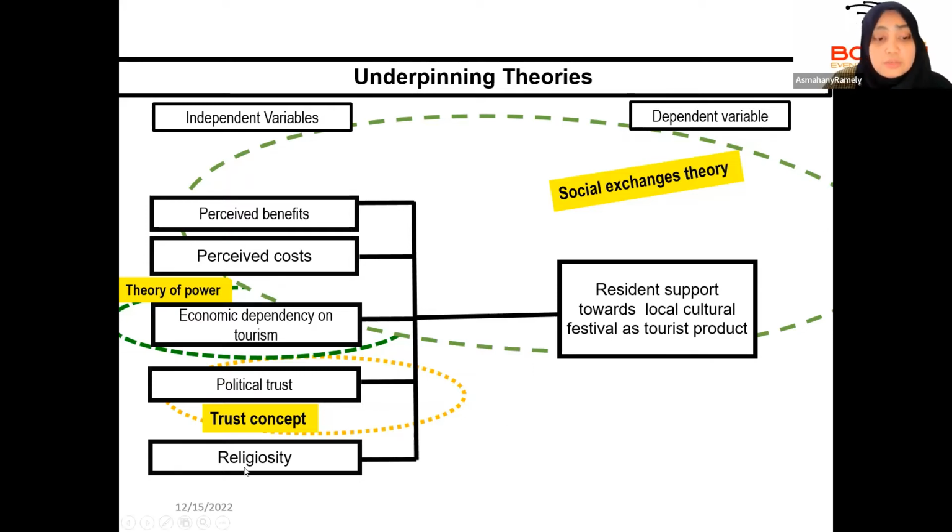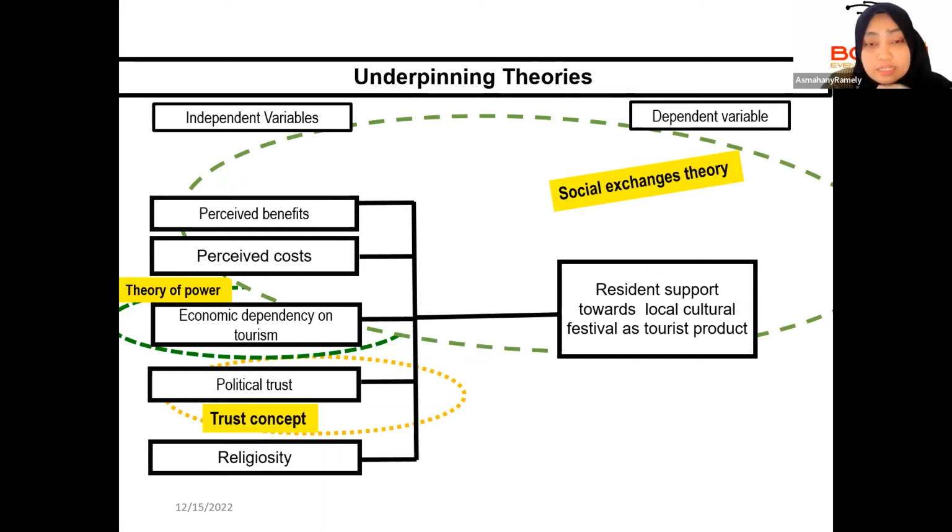Another variable is religiosity. Why did I add religiosity? Because the context of my study is Kota Baru, Kelantan. Kelantan is known as Serambi Mekah, an Islamic state. So it is relevant for me to consider religiosity, to see whether the level of religiosity influences the level of resident support towards tourism development in Kota Baru.